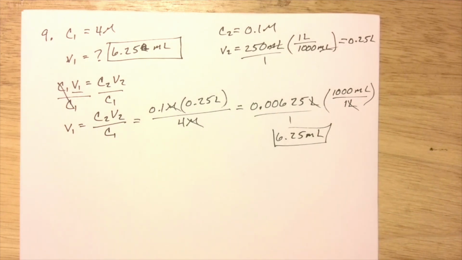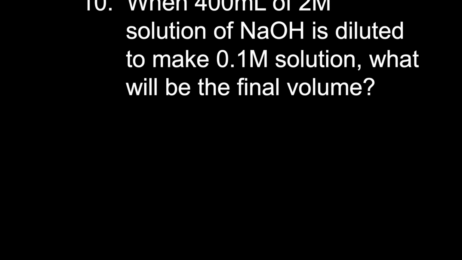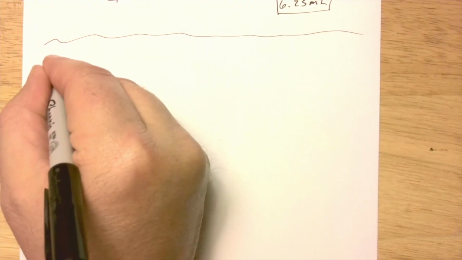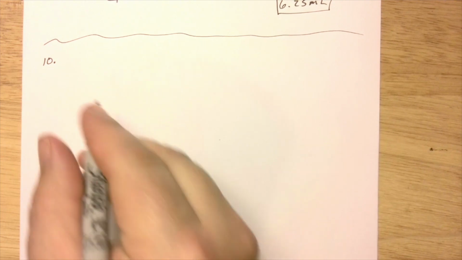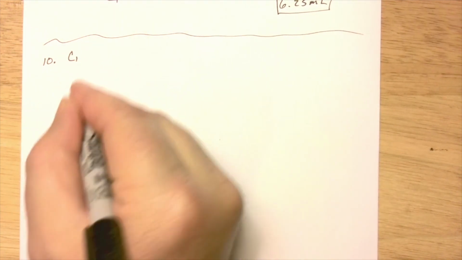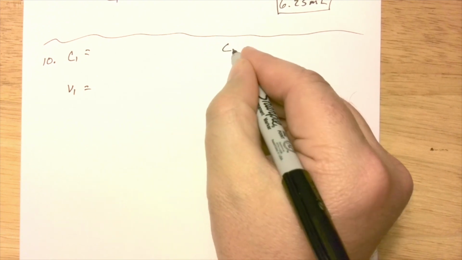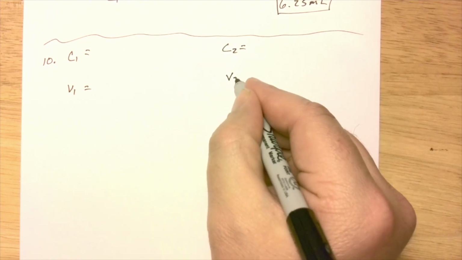So let's move on to the last one. Number 10. When 400 milliliters of a 2 molar solution of sodium hydroxide is diluted to make a 0.1 molar solution, what will be the final volume? As you notice, all of these are basically the same thing. So C1 V1 is equal to C2 times V2.